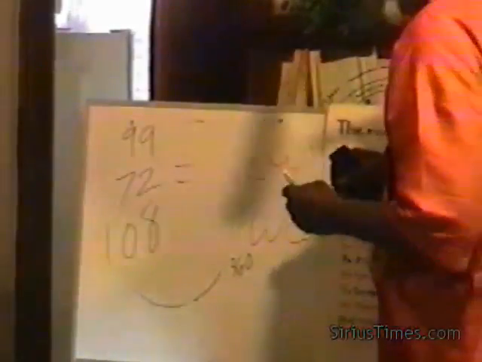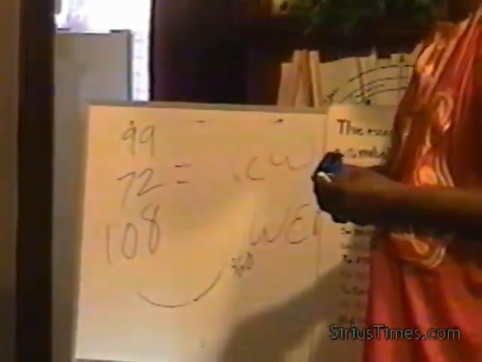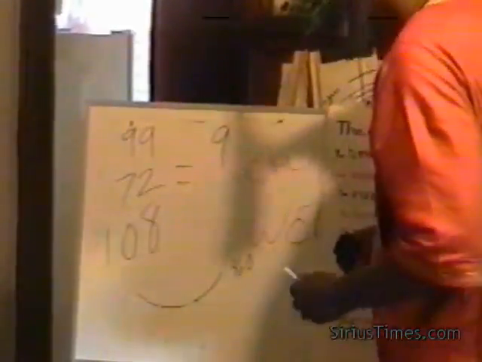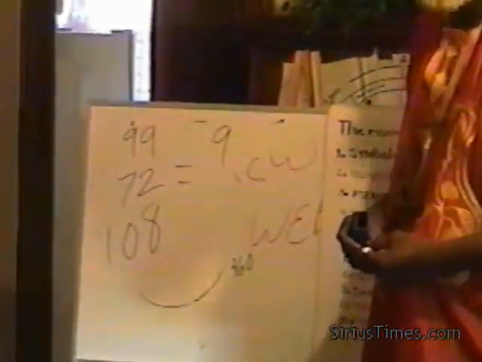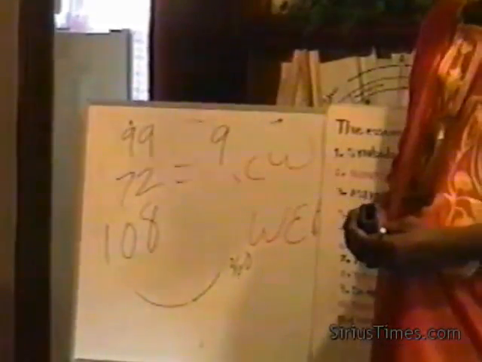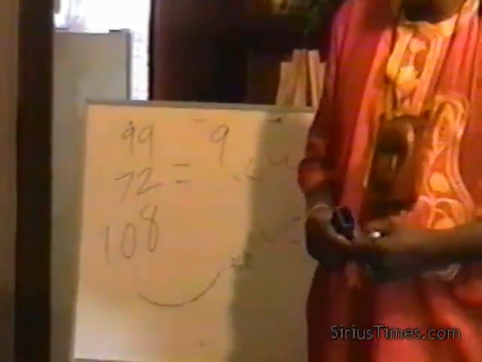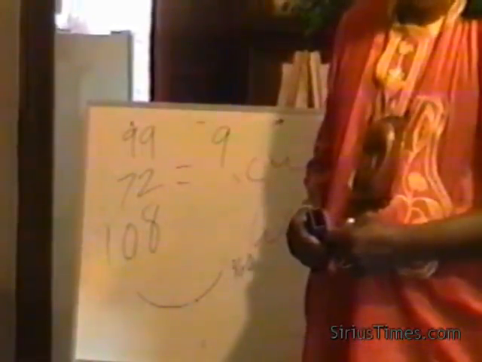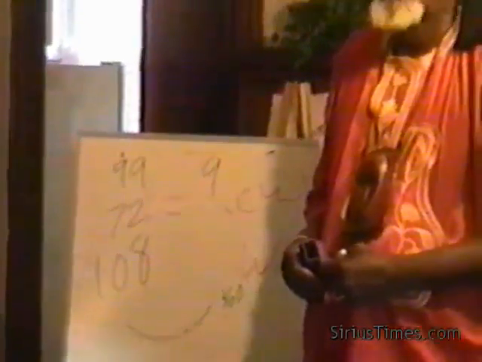What do those names and numbers have in common? 9. Thank you. All right. The correlator, 9. 72 is 9. 1 and 8 is 9. 9 and 9 is 18. 1 and 8 is 9. On the 9. The circle.